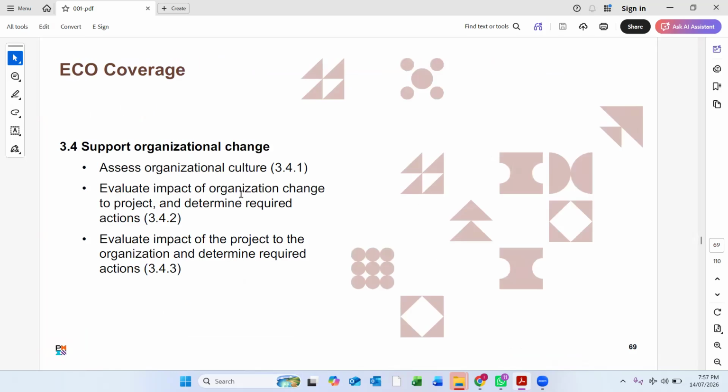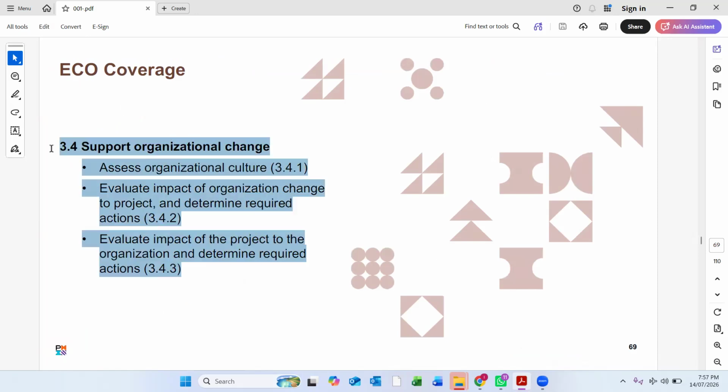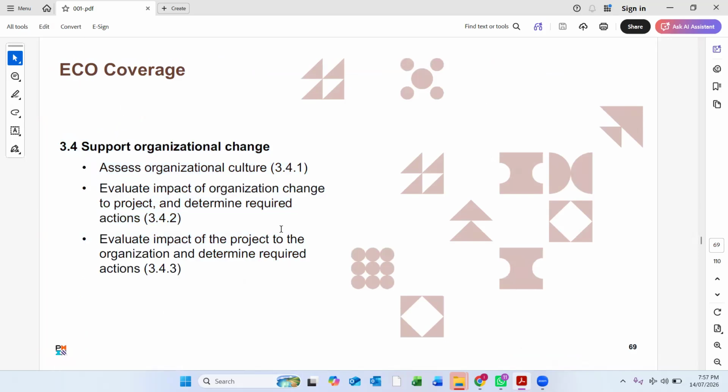ECO coverage again. What is the meaning of ECO coverage? We are again covering our PMBOK guide. We are referencing the place where it was mentioned, in 3.3.4: evaluate and deliver project benefits. So support organization change was discussed in 3.4.1: assess organization culture, evaluate impact of organization change to project and determine required actions, and evaluate impact of the project to the organization and determine required action again. So it was mentioned in 3.4.3, 3.4.2, and 3.4.1.